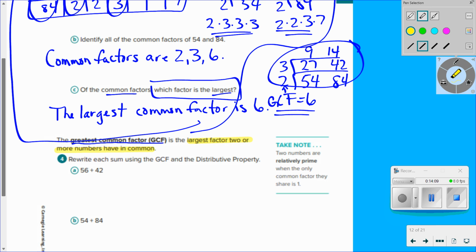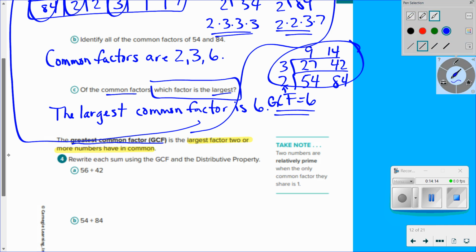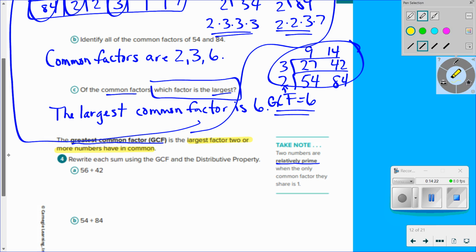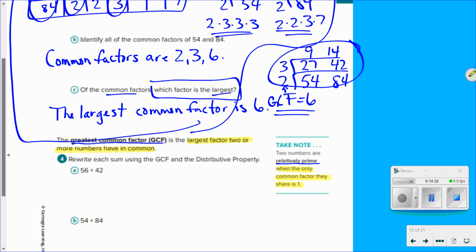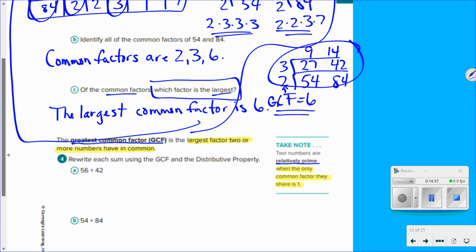We actually have a second definition on this page. It's actually really important. Our second definition is over here on the side notes, and that is the term relatively prime. Numbers are considered to be relatively prime when the only common factor they share is 1. So in other words, if their GCF is 1, they are considered to be relatively prime. That's going to come in just a little bit when we start talking about multiples. Does everybody understand what we're doing so far?